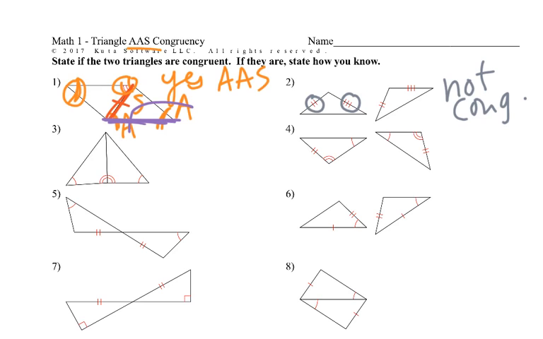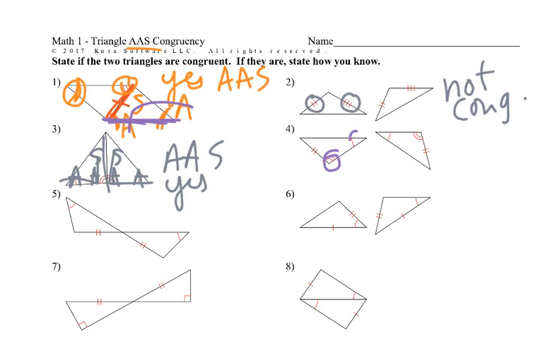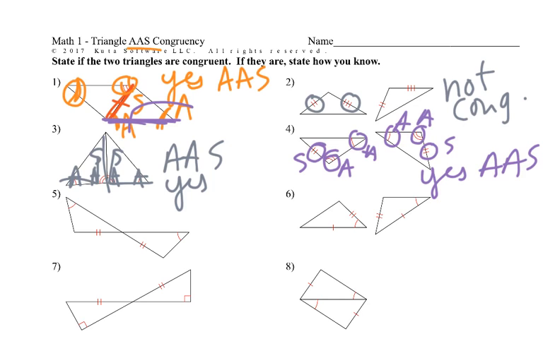Okay, number 3, got 1 angle, 2 angles. Then they share a side, so we've got the sides. Same pattern on both, so yes by angle, angle, side. Number 4, 1, 2 angles, 1, 2 angles, and a side. Is the side in between them? Nope, so yes by angle, angle, side.